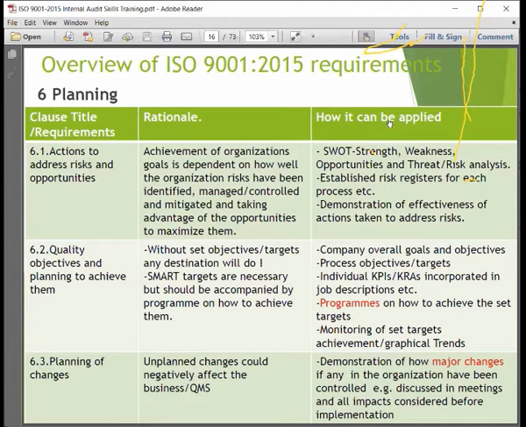That document, I think, has already been sent to you by Dennis, where we want to know each process's targets. And it has to be SMART. Smart targets are necessary, but should be accompanied by a program on how to achieve them. So the targets have to be there and a program on how to achieve them. I looked at your strategic plan. Yeah, it has attempted or it has provided the program on how to achieve those targets, which is good.